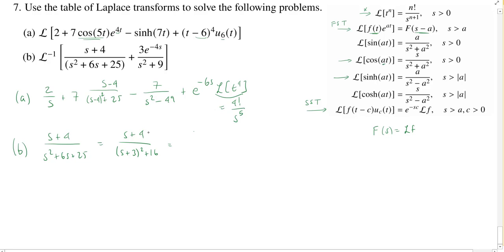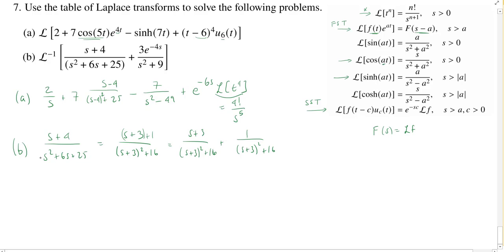Now, before I completely split it up, note this s plus 4 makes me think, man, I really wish this was s plus 3. Hey, I could just write that. Would anybody notice? Okay, as usual, yes, they would eventually notice. So I can't cheat forever. I'll put an extra plus 1 out here. So now I break this up as s plus 3 over s plus 3 quantity squared plus 16, and then plus 1 over s plus 3 squared plus 16.